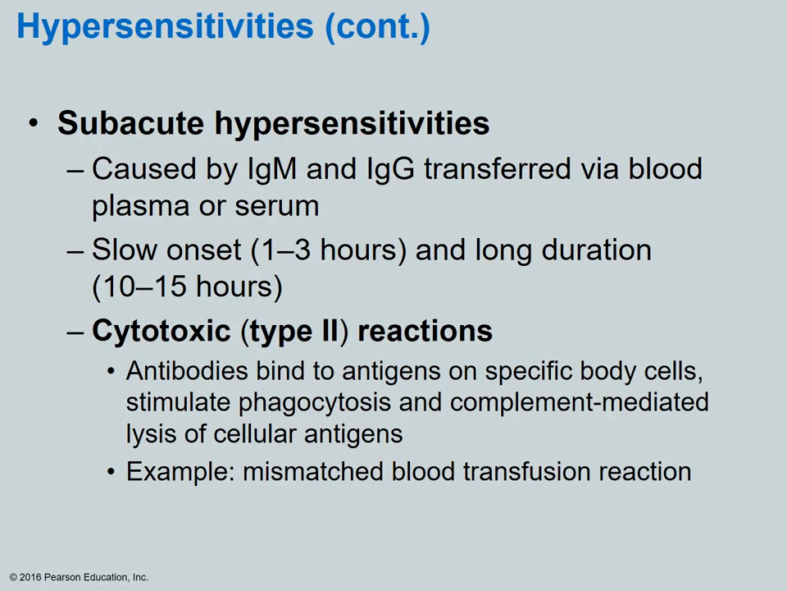Subacute hypersensitivities. This is where in the blood, the plasma, you have transference of IgM and IgG. The onset can be relatively slow, take 1 to 3 hours for it to start. The duration can be very long. This is what we call cytotoxic type 2 reactions. An example of this is when the wrong type of blood is given in a blood transfusion.